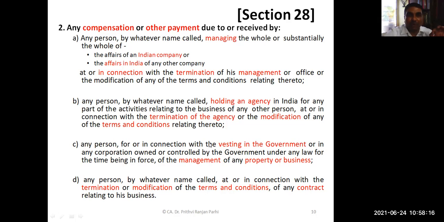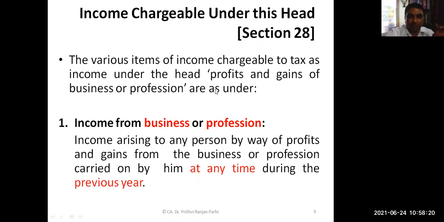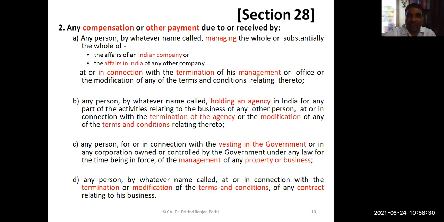Okay, friends, now first of all we have understood point number 1 under section 28, as you see, income from business and profession. That means profits and gains which are earned from business and profession are taxable under the head PGBP. The second thing is these kinds of compensation, they are also taxable under the head PGBP. Hope it is clear up to this.